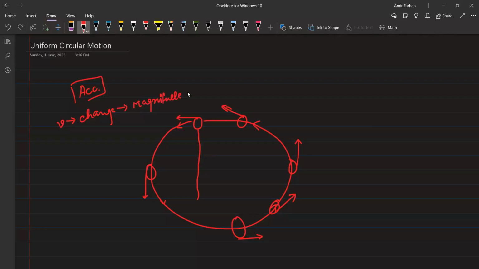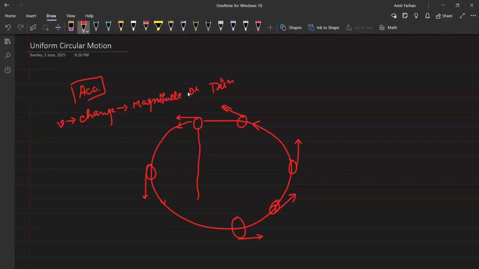Can anybody tell me? Yes, Bajot, what is happening? Magnitude is changing or direction is changing? Direction. Direction.